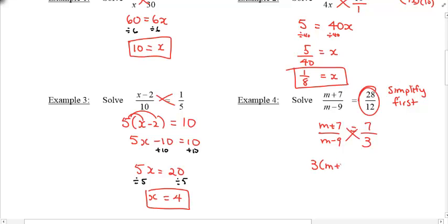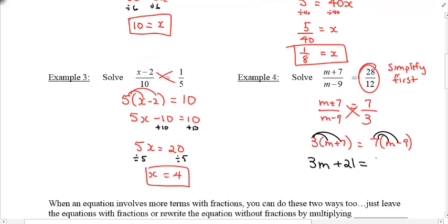3 bracket m plus 7 equals 7 times m minus 9. 2 brackets, but not to worry, we'll distribute the brackets. 3m. 3 times 7 is 21. 7 times m is 7m. 7 times negative 9 is negative 63. I will now subtract 3m on both sides. Running out of space. Oops. 4m minus 63. Add 63 to both sides. What is that, 84? So 84 equals 4m.